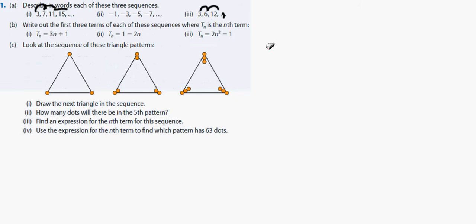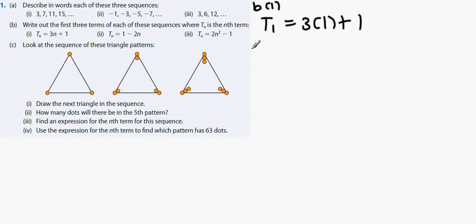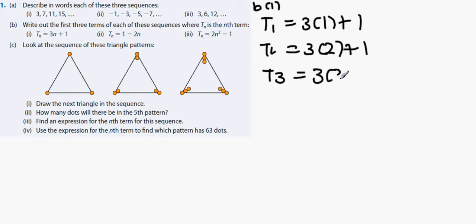Question 1. Okay, write out the first 3 terms of each of the sequences. So Tn. We're just going to start with B part 1. T1 equals 3 times 1 plus 1. T2 is 3 times 2 plus 1, and T3, 3 times 3 plus 1. We should get 4, 7, and 10.